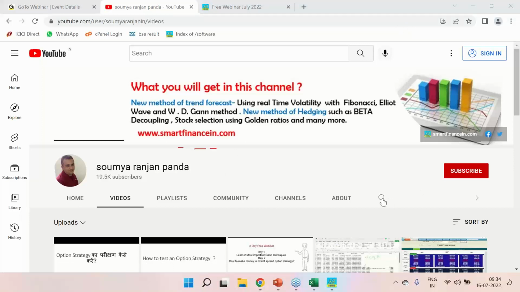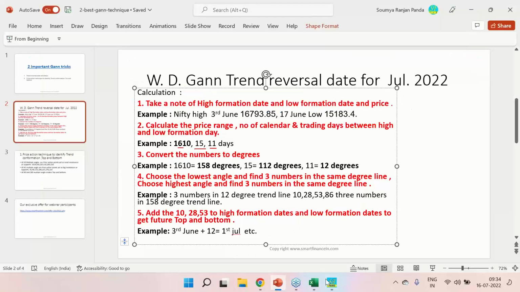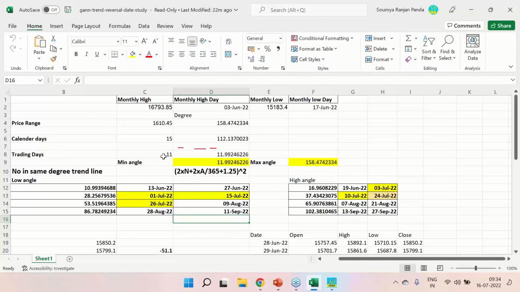So if I search here for Gann trend reversal date calculation or anything similar, you will get plenty of videos on converting a number to degrees. Even if you don't have time to go through that, you can use the presentations I have given you or the Excel sheet I have provided. In that Excel sheet, if you click on the degree conversion value, you will get the formula showing how the number is converted to degrees.